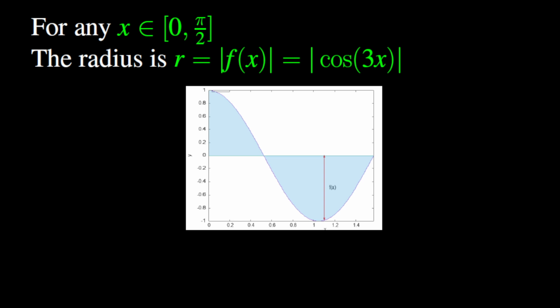The shaded region on the following graph corresponds to the region that will be rotated around the x-axis to obtain the solid. It is clear that, for any x in the interval from 0 to pi over 2, the radius of the disk is given by the absolute value of the function f of x. This is the distance from the axis of rotation to the curve y equals cosine of 3x.